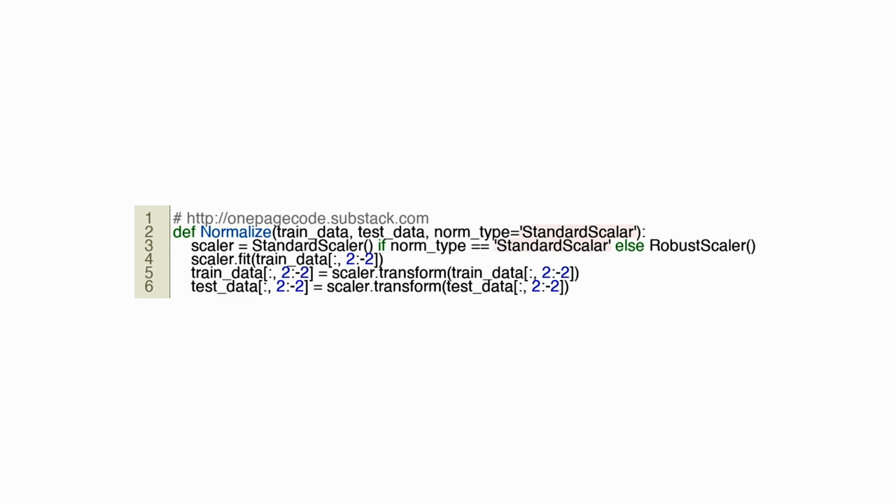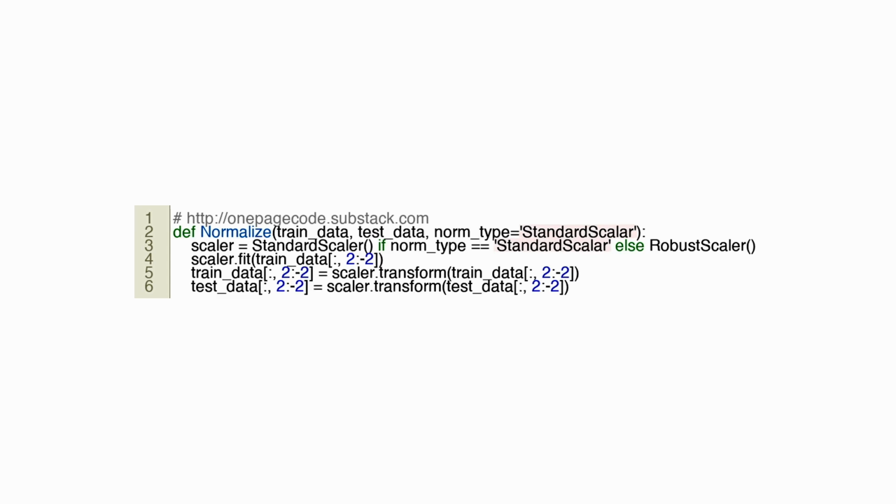The same scaling is then applied to the corresponding columns in test_data. This ensures that both train_data and test_data are scaled in the same way, using the same mean and standard deviation values from the train_data. Overall, this code normalizes the data by scaling it using either StandardScaler or RobustScaler based on the norm_type specified, and then applies the same scaling to both the train_data and test_data.